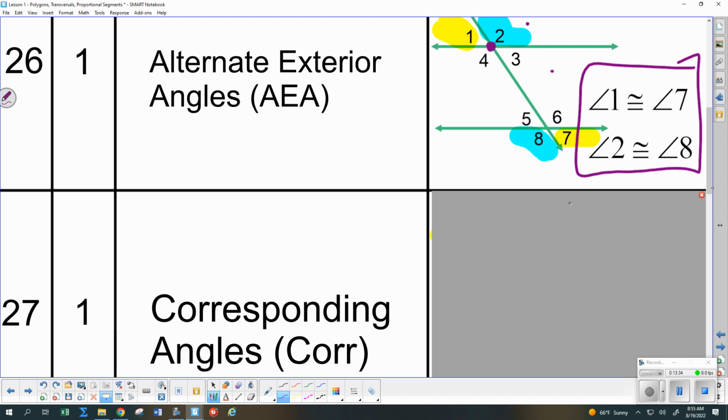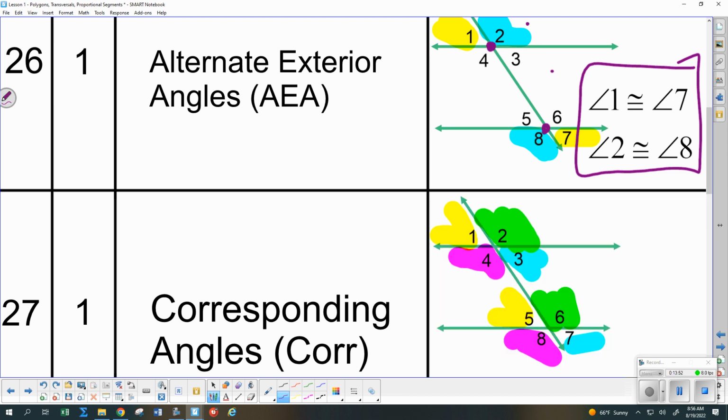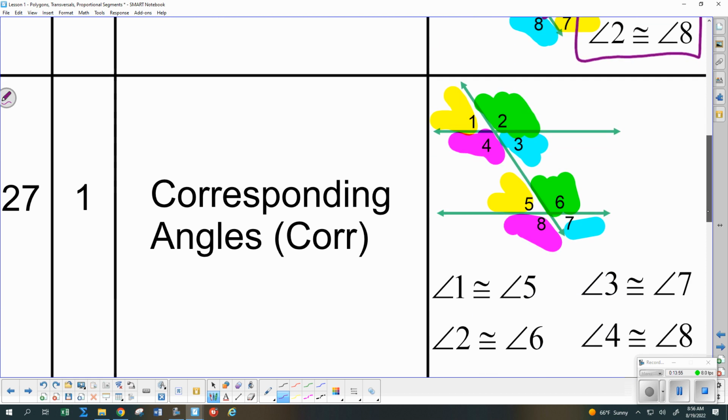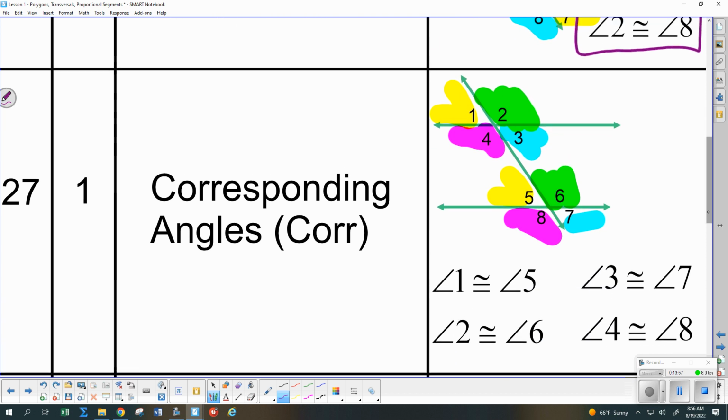Then I go to my other intersection, and the northwest was 1 up here, the northwest is 5 here, so 1 and 5 are corresponding angles. 1 and 5 are each above a parallel line, and they're both on the left of the transversal. That's what we're talking about with corresponding angles. So we need to write down these pairs in this case. So there's 4 sets of them now.